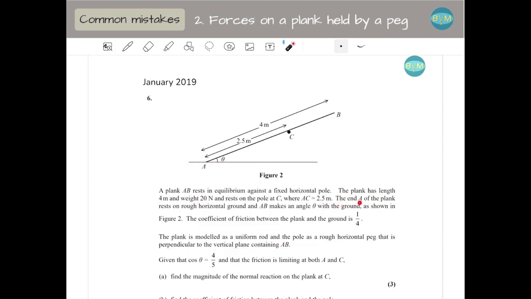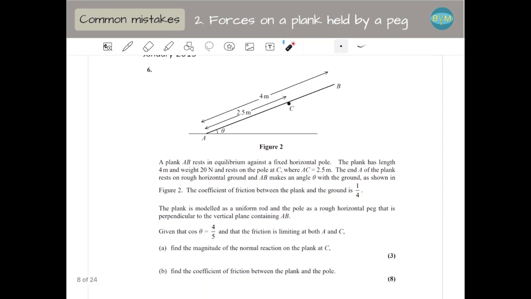So it says the end A of the plank rests on a rough horizontal ground. AB makes an angle theta with the ground, and the coefficient of friction between the plank and the ground is 1/4. So we have friction here, but we don't have friction here. Some questions you will have friction in both places. The plank is modeled as a uniform rod, so it means that I'm going to put the weight in the midpoint.